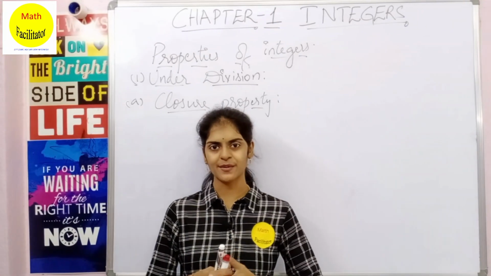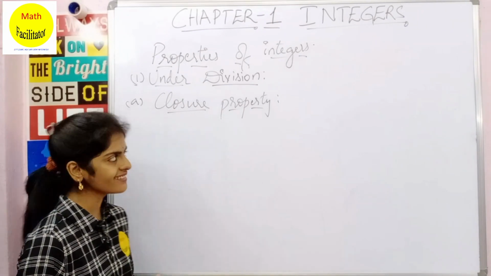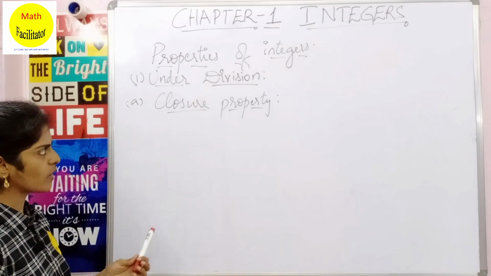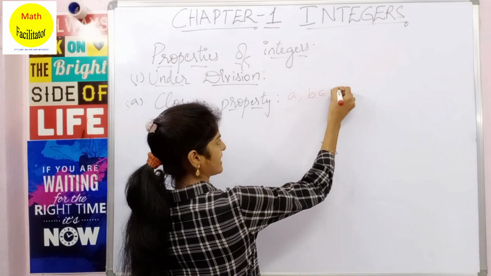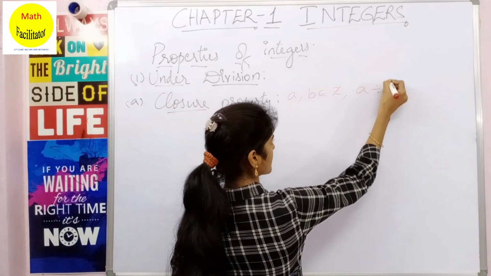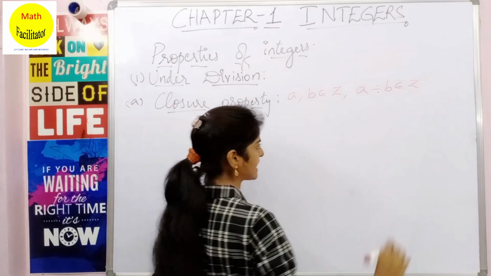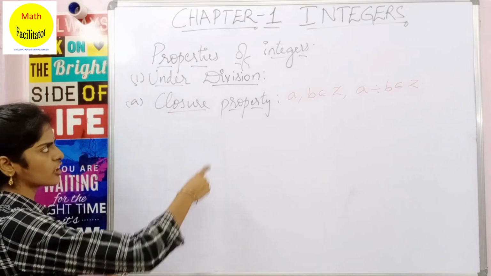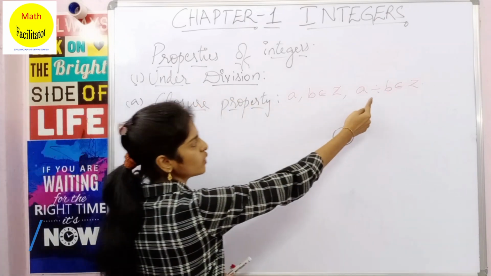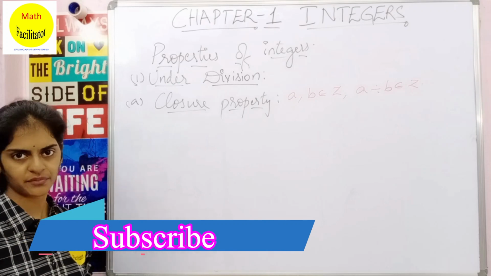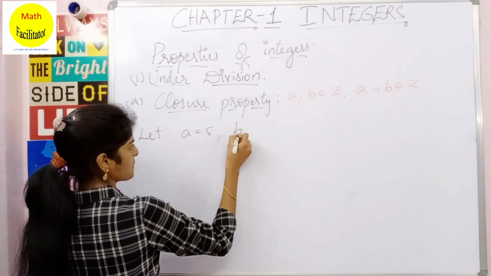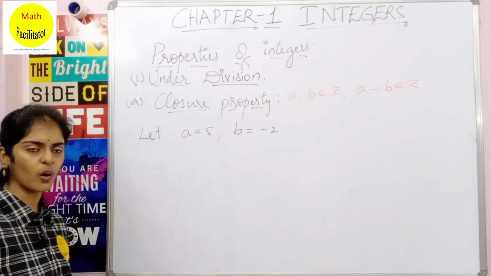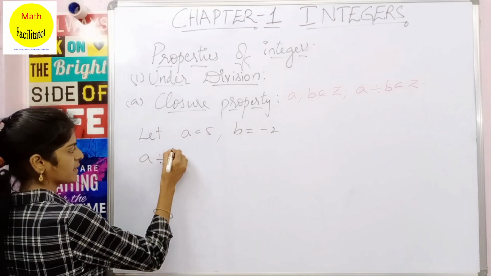Now let us talk about the properties of integers under division. So what is closure property? If a and b are two integers, then a divided by b should also belong to integers. Simple. Since you are talking about division property, you will write a division sign here. Now let us take an example. Let a equal to 5 and b is minus 2. So now what is a divided by b?